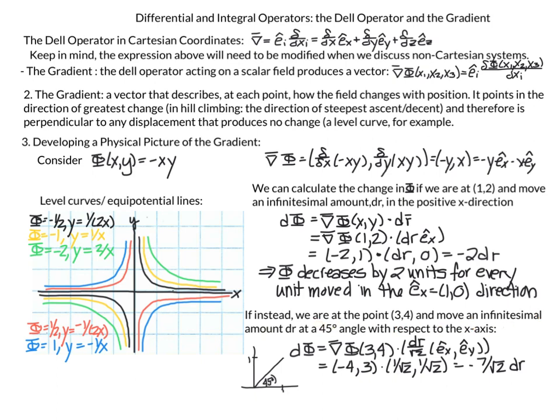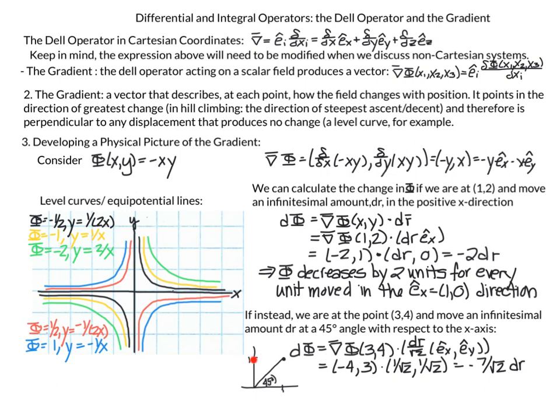If instead we're at the point (3, 4) and move an infinitesimal amount dr at a 45-degree angle with respect to the x-axis, we have our same formula. Our d phi, our change in phi, is equal to the gradient at (3, 4) dotted with our direction vector. To get our direction vector, we have this angle of 45 degrees from the x-axis, so we can start to get the direction vector.